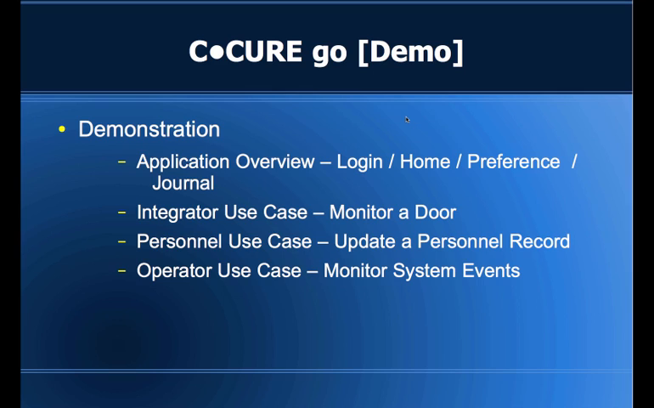We've talked a lot today about our application, but it's now time to show you what it can do. What we're going to do is give you an application overview about login, preference, and journal. We're going to give you the integrated use case such as monitoring a door. We're going to show you personnel and how we can update a personnel record, and an operator use case where we can monitor system events.